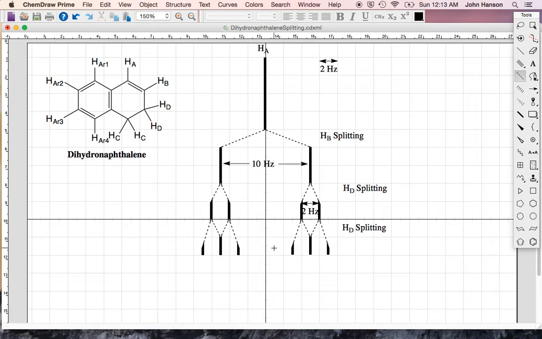Now you might say, well, what if I did them in the reverse order? What if I did, instead of the HB splitting, what if I did the HD splittings first and then did the HB splitting? Would that work? And the answer is absolutely. It would give you exactly the same answer. It might be a little complicated because there'd be some lines crossing over. Maybe we should try that. Should we try that real quick? Let's just see if we can do that.